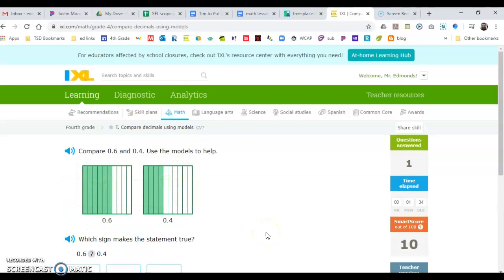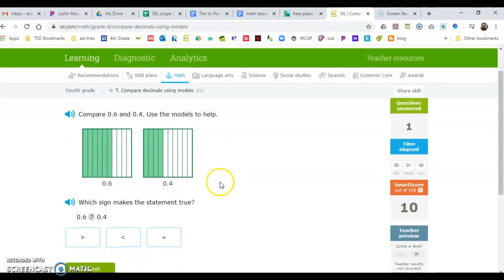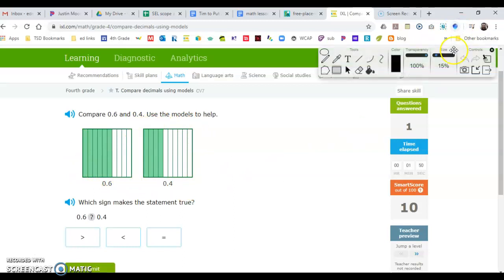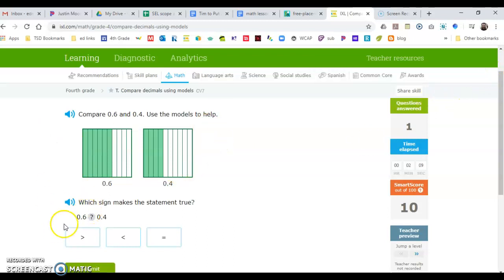Next, 2 decimals. Compare 6 tenths and 4 tenths. Use the models to help. Taking a look at both models here, we have 6 tenths, or 6 out of 10, shaded, and 4 tenths, or 4 out of 10. And thinking back to what we learned earlier this year, if we're thinking back on fractions, that's 6 tenths, or 6 out of 10, and this is 4 tenths, or 4 out of 10 pieces. Okay? So all we need to do is say, okay, 6 tenths is more than 4 tenths, and move on with our lives.